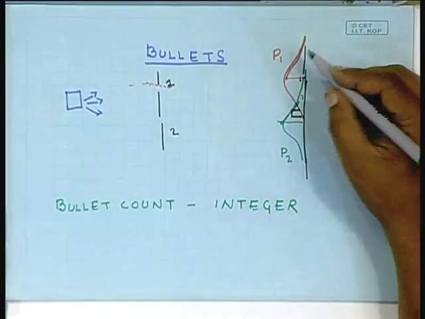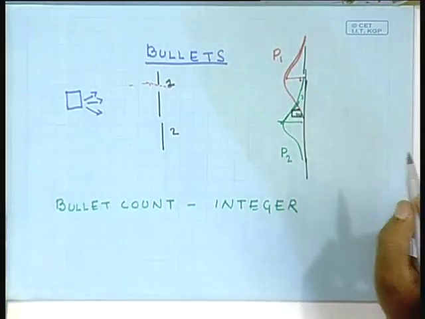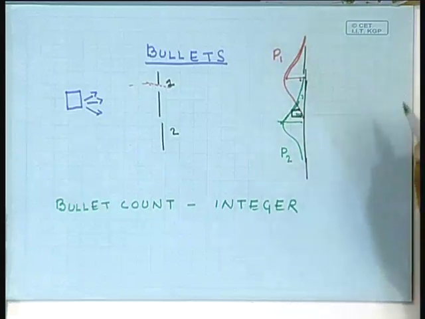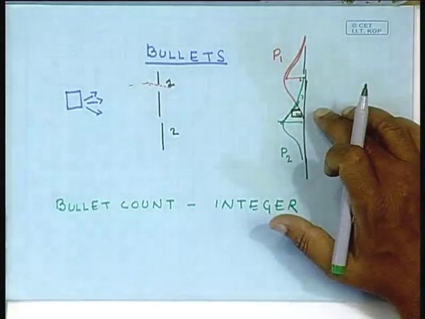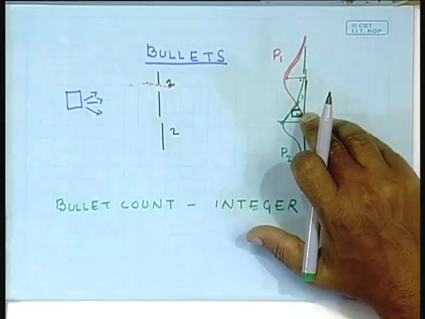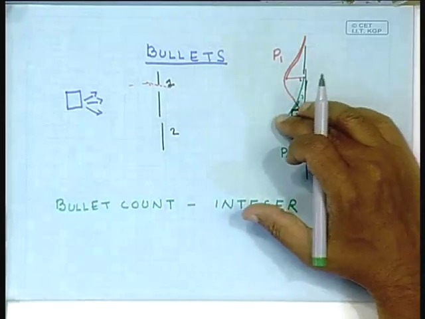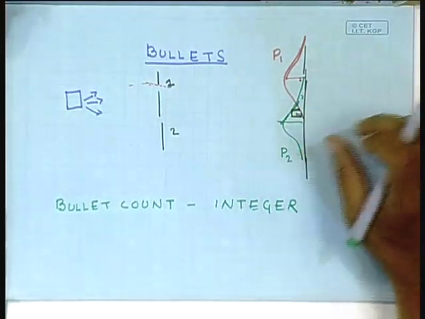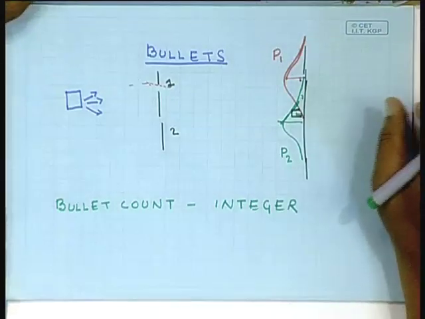So, when I put the detector at any particular position, let us say here, and record the arrival of bullets, what will happen typically is that for some time no bullets will come, and then suddenly a bullet will come, again after some time another bullet will come, and again after some time another bullet will come. So, over a time interval there will be a discrete number of bullets that come, maybe 4, 5, 6, some integer. We will always get an integer number of bullets that arrive at the detector.